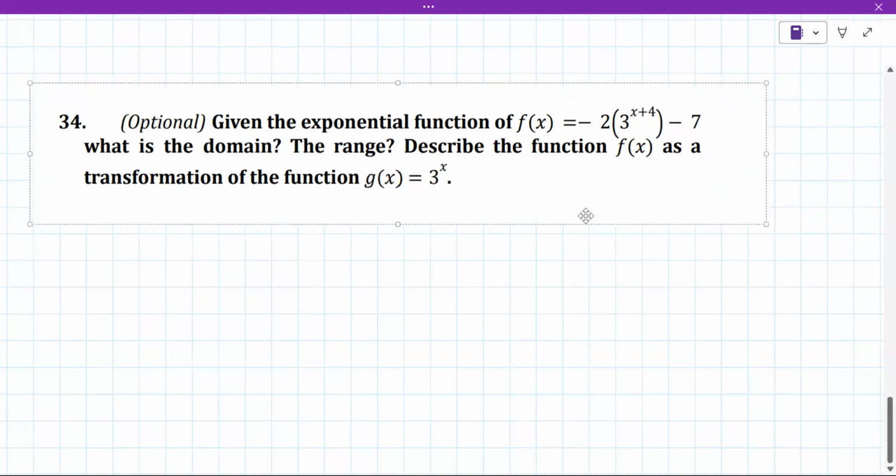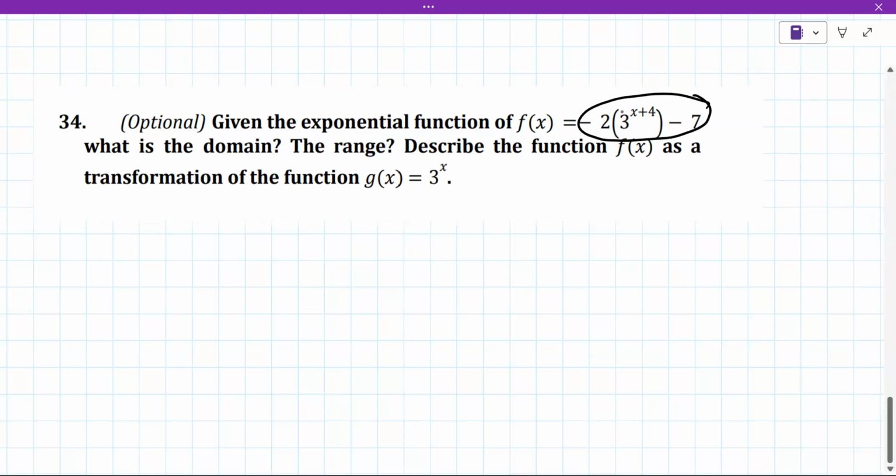All right, given the exponential function, what is the domain? What is the range? And describe the function as a transformation function. So there, I believe your final is all multiple choice. I don't think you would get something like this, but we can certainly do this. The thing that helps is to have a graph of this. And we can graph it by hand if we know a few things.